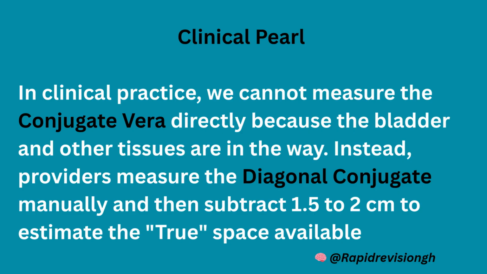Clinical Pearl. In clinical practice, we cannot measure the conjugate vera directly because the bladder and other tissues are in the way. Instead, providers measure the diagonal conjugate manually and then subtract 1.5 to 2 centimeters to estimate the true space available.